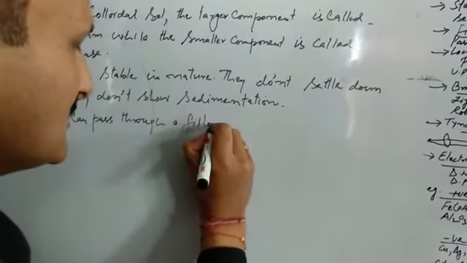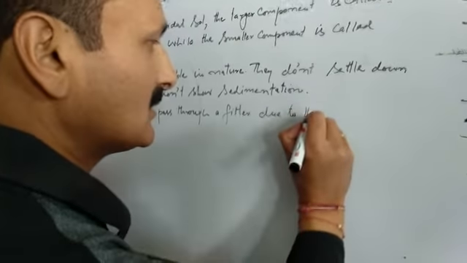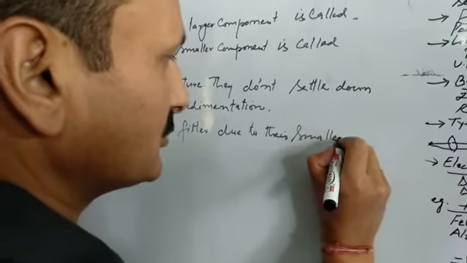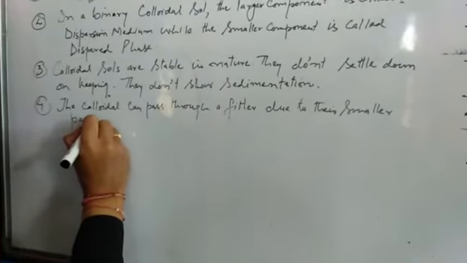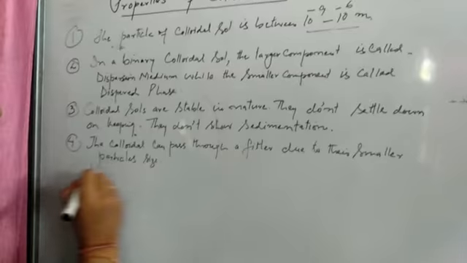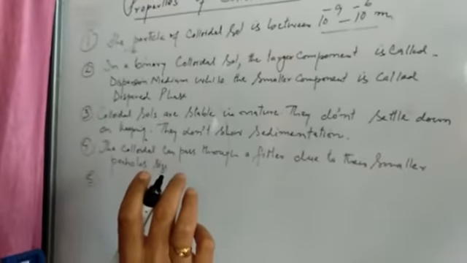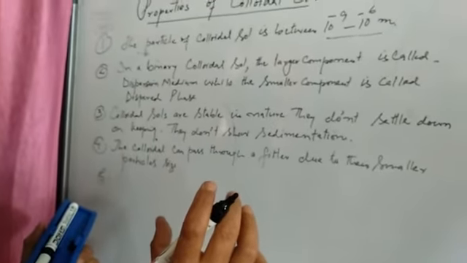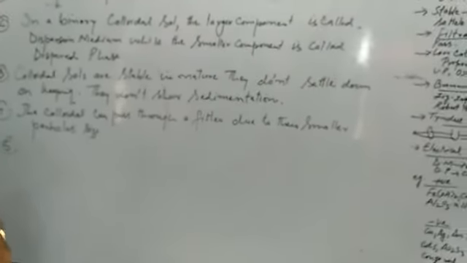Why? Because of their smaller particle size, the colloidal particles can pass through a filter paper. This property of colloidal solution is known as filtrability. So our colloidal solutions show the phenomenon of filtrability.